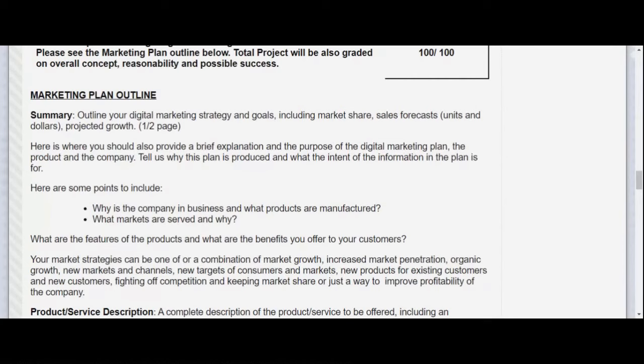The next question to answer would be what markets are served and why. So where is your business? Where do you sell your product or service? If you're local and you only sell in the local Miami area, then that's your answer. If you're online, are you selling nationwide? Then that's your answer. Why do you sell nationwide? Because you have an e-commerce store and the demographics that you're going after are from coast to coast, right?